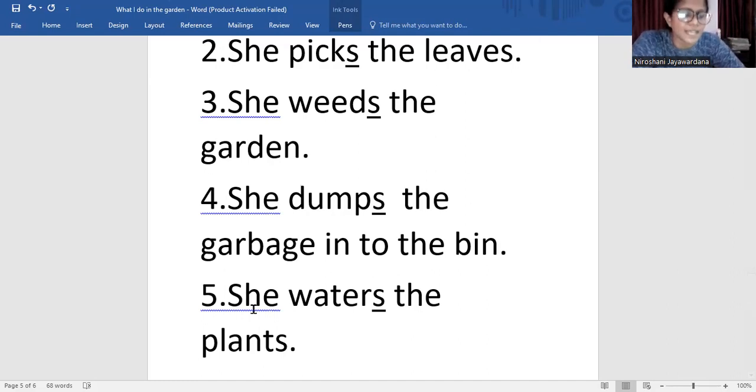Picture number 2. I can see the sun. I can see a cat. I can see clouds. I can see carrots. I can see a shovel.